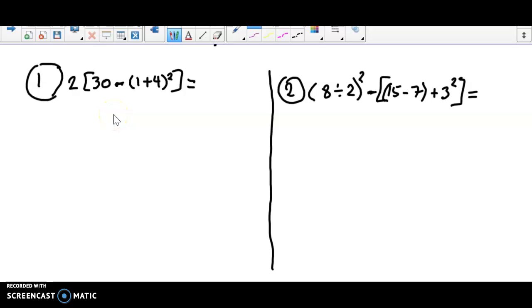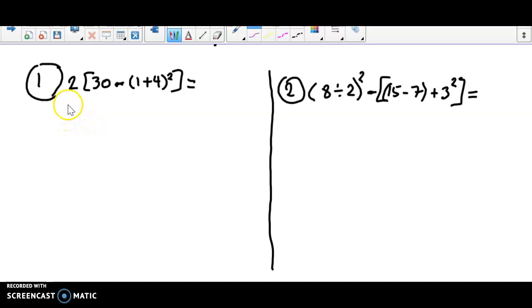So I have chosen for you two expressions for us to calculate together. Starting with number 1, according to PEMDAS, I should do parentheses first. Here I have two kinds of grouping symbols, parentheses and brackets, so I'm going to go to the innermost first.